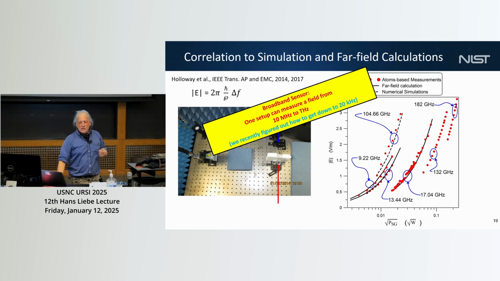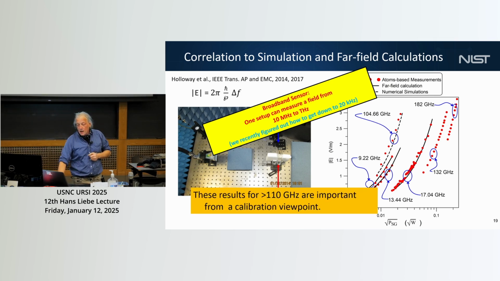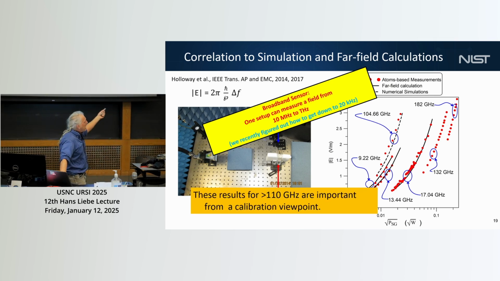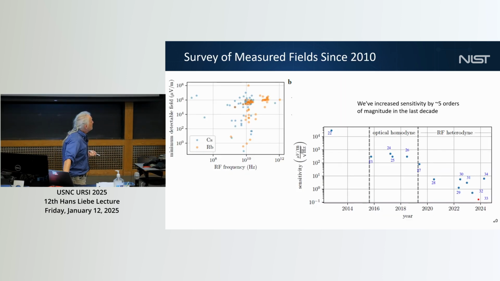And as you can see, at these really low frequencies, it's a truly electrically small sensor. And there are some calibration aspects of this: now we actually think we have ways of doing calibrations above 110 gigahertz, which you can't do presently.